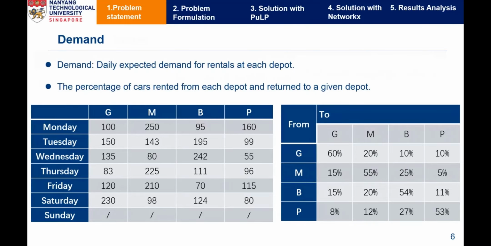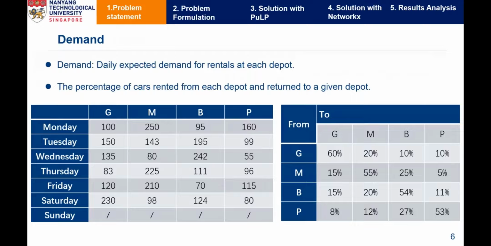The left table shows the daily expected rental demand for each depot from Monday to Saturday. For example, we can see that Glasgow has a demand of 100 cars on Monday. What we should note is that we don't need to meet all the demand. Also, a key detail here, Sunday is a closing day. It's not included in rental days, so rental periods essentially skip Sunday. Our goal is to balance costs and profits.